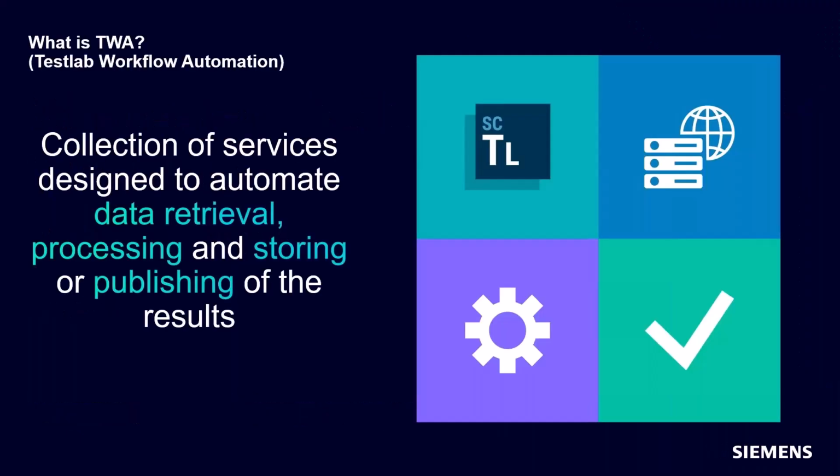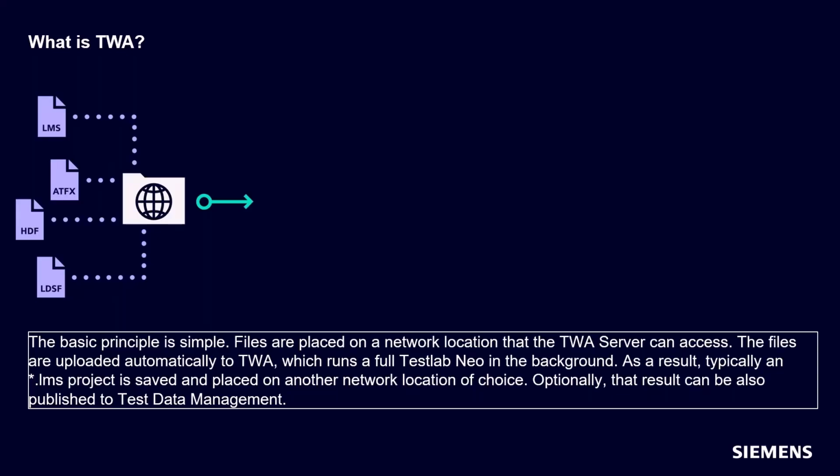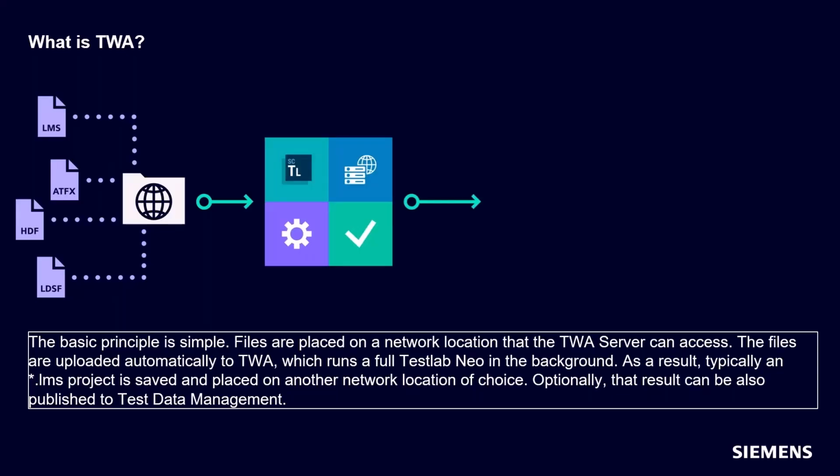Test Lab Workflow Automation, or TWA, is the collection of services designed to automate data retrieval, processing of the data, storing of the data, and also publishing the results. And the basic principle is simple. Files are placed on a network location that the TW server can process or access. The files are uploaded automatically to TWA, which runs a full-blown Test Lab Neo in the background.